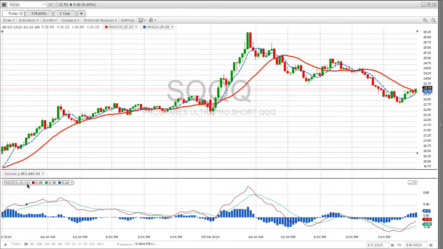And then the histogram on our MACD, these blue up and down bars, is set at 10. That's just the difference between these two, so you can see this is the strength. The histogram just points out the difference between the two lines, the green dotted line and the red dotted line.